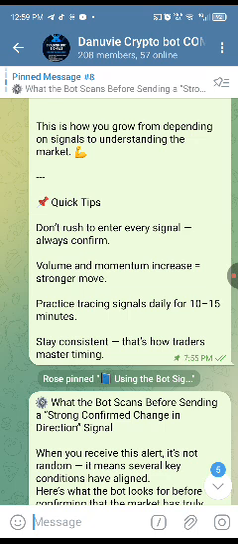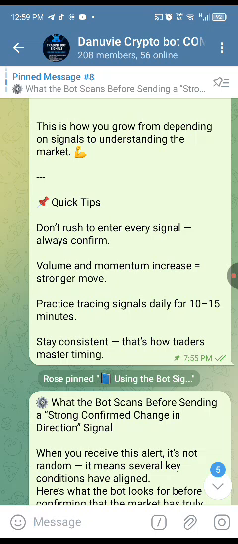Exactly. So that's the end of the second topic for today, which is using the bot signal. Now, the third topic for today is going to be the primary signal that comes from the bot. This is the signal that every trader using Danuvie Crypto Bot is required to take as a priority, which means when you see it, it should tell you whether you should enter a trade or whether you should wait for a while. This is the determining signal. That's why it's called the primary signal.